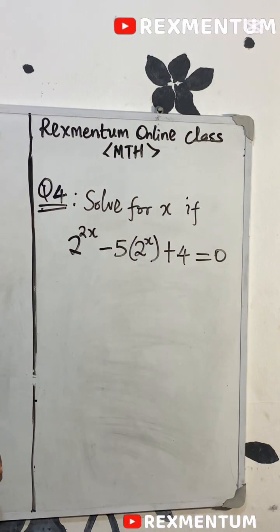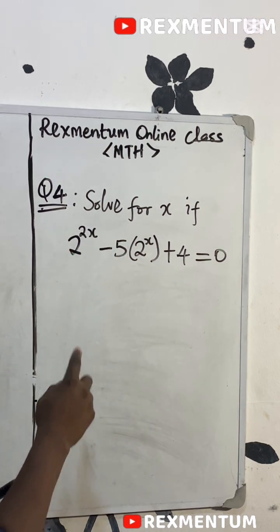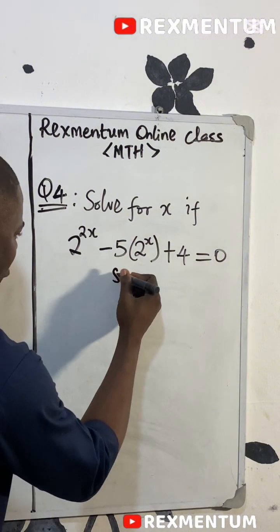We have this fourth question for us to solve. Solve for x if 2 raised to the power 2x minus 5 into 2 raised to the power x plus 4 equal to 0. Solution without wasting time.